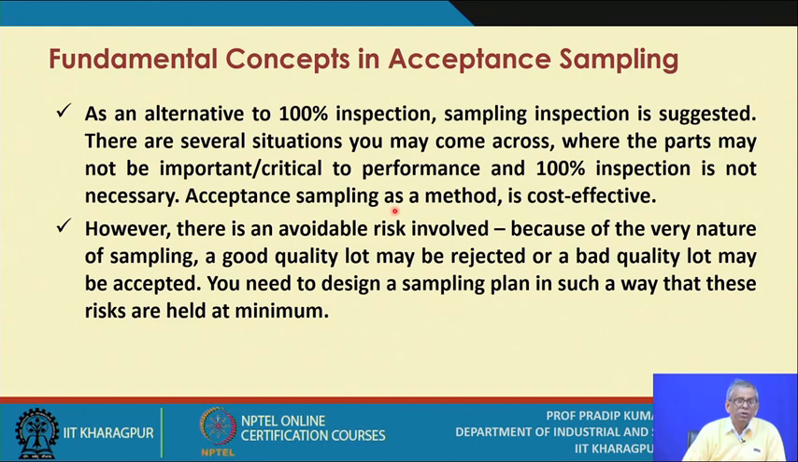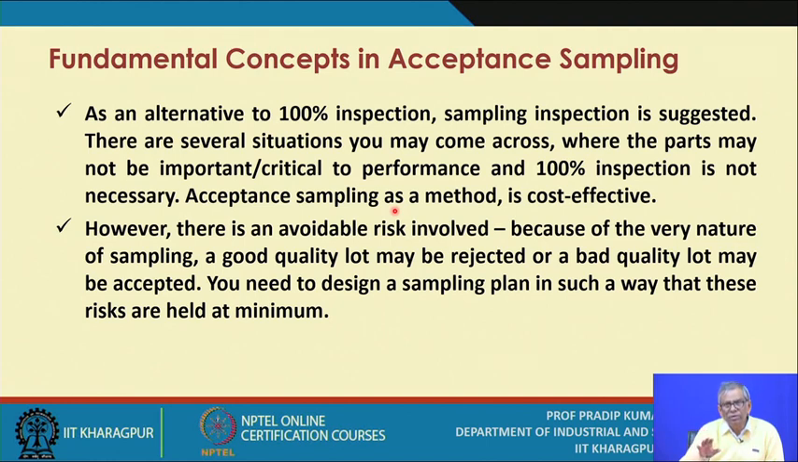So what you are trying to do is get a sample, and make sure that while you form the sample, the sample is representative of the population or the lot, and then you go for 100% inspection of the sample. So the time taken for taking a decision regarding lot acceptance or rejection is substantially less. That's why it is a very cost effective method.